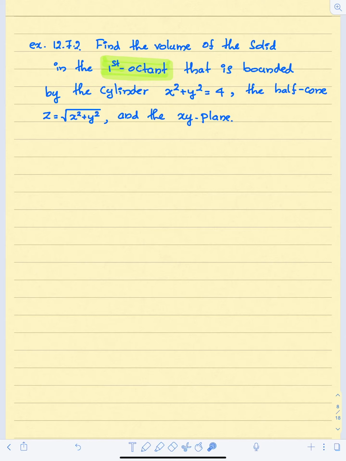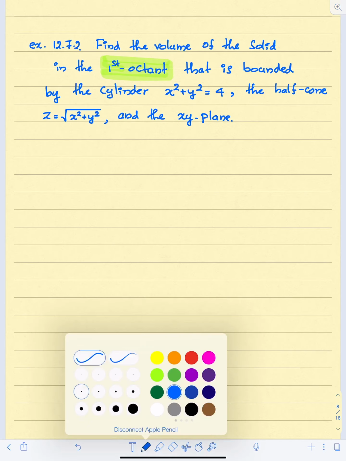Let's consider another example. In this example, we want to find the volume of the solid in the first octant that is bounded by the cylinder x squared plus y squared equals 4, the half cone z equals the square root of x squared plus y squared, and the xy plane. This half cone considers the positive z coordinates, and this is a cylinder with radius 2. Let's draw this domain first.